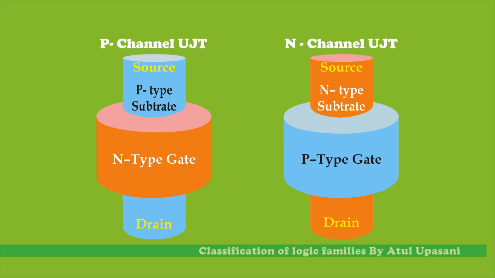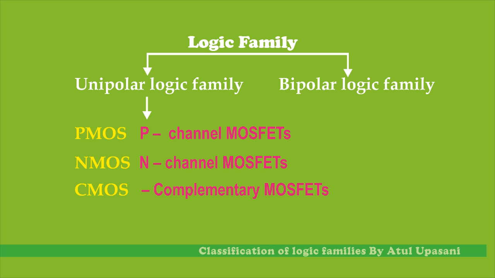So in this way, P-type and N-type MOSFETs or UJTs are constructed, in which the current is due to only one pole, that means either due to electrons or due to holes or P-type charges. That is why two types of UJTs can be formed. Further, these UJTs are modified and they form the metal oxide semiconductor field effect transistor, in which an oxide layer of metal oxide is constructed or inserted between the connections.